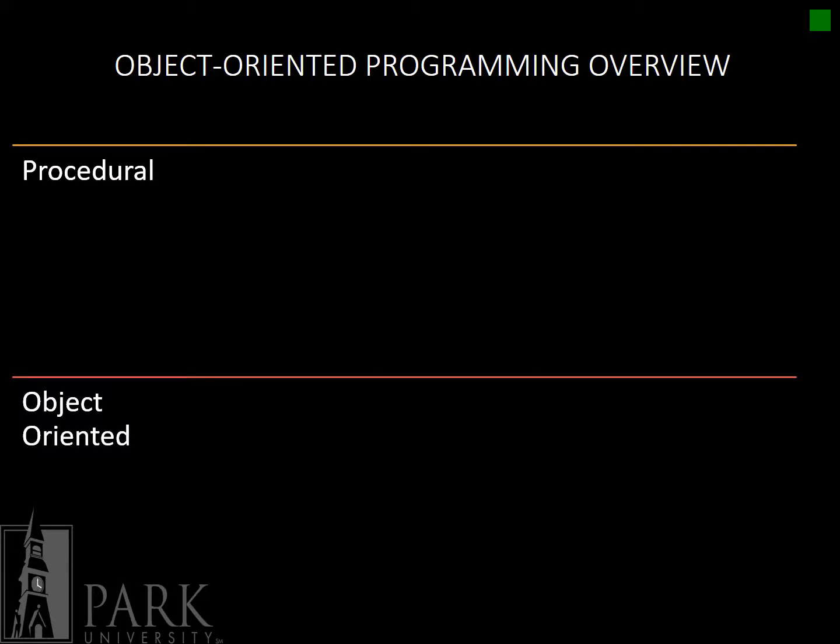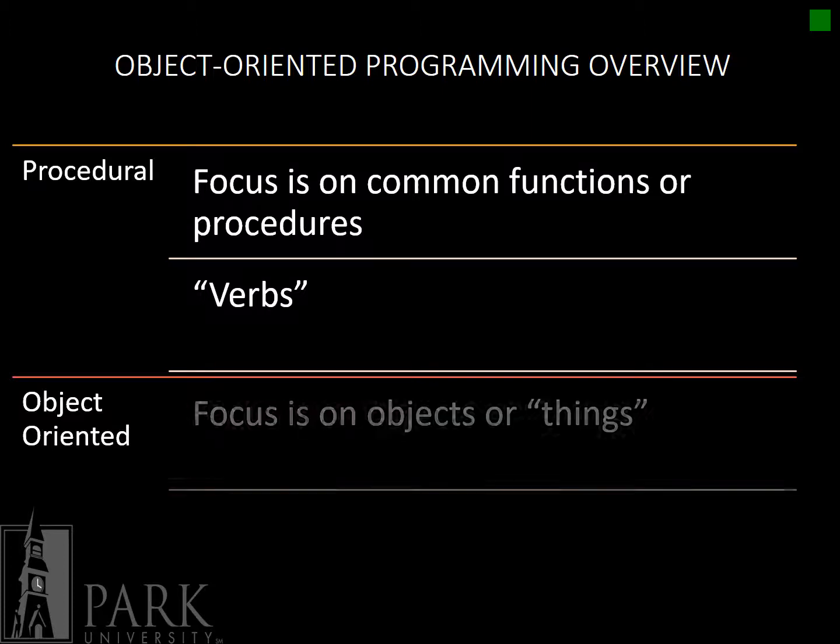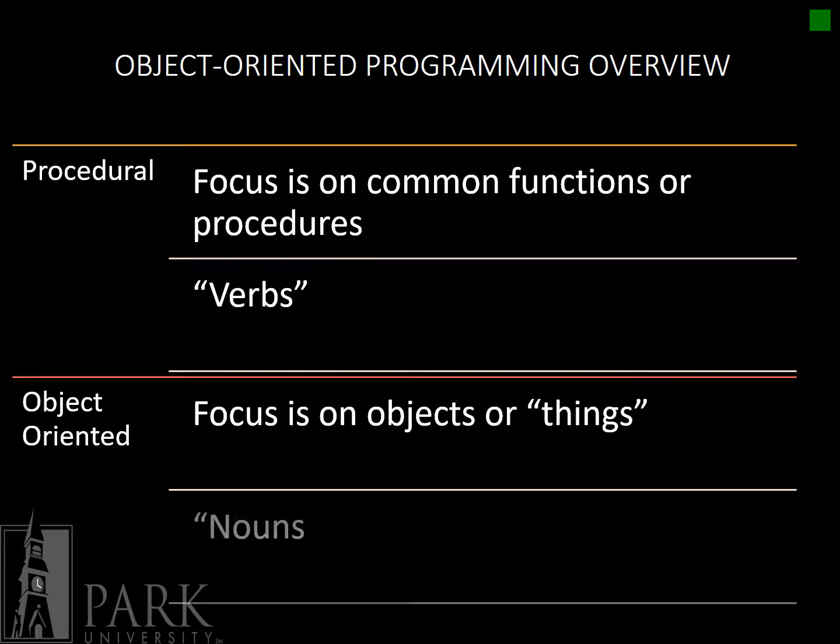But in procedural programming, or functional programming as it's also known, the main focus was on defining common functions or procedures that were used over and over again. And you could say that we were focusing on the verbs of the program. But with object-oriented programming, we shift the focus from verbs or actions to start thinking about things that make up our program. We shift the focus from verbs to nouns or objects.